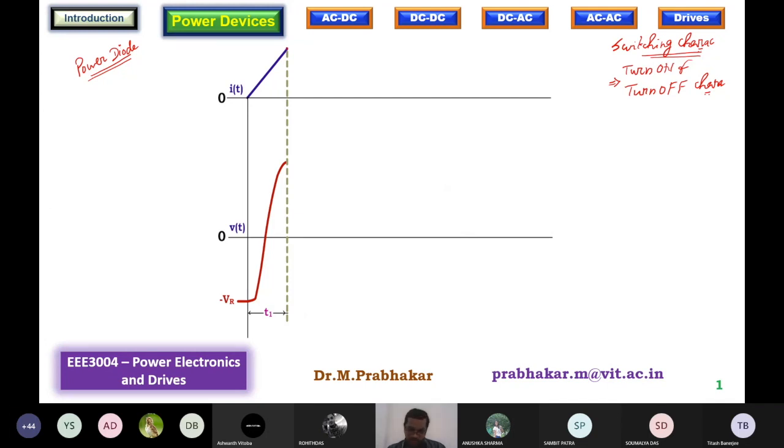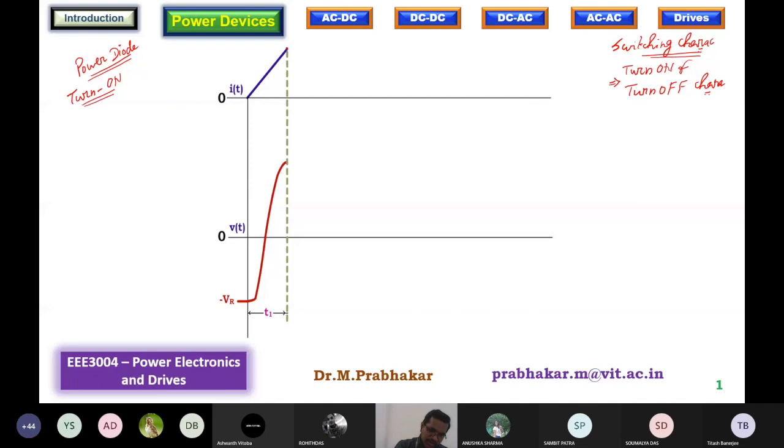Fine. Now we are trying to find out the profile of current through the diode, which is indicated as I of t, and voltage across the diode, which is represented as V of t. So first we will take up the turn on profile, turn on characteristics.